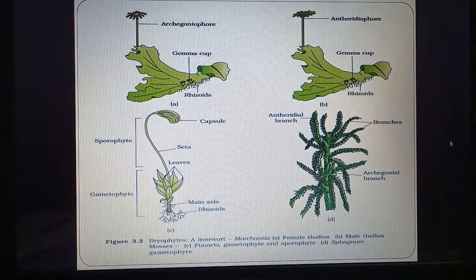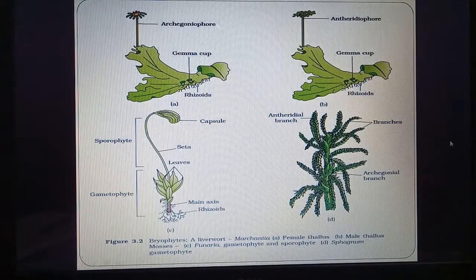In the female we can see rhizoids which are used for attachment. Then we can see archegoniophore, which is the female part. Then gemma cup, which contains asexual reproductive buds. In the B figure we can see antheridiophore, which is the male part.